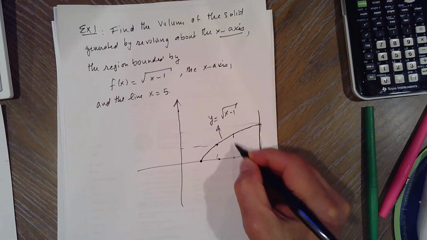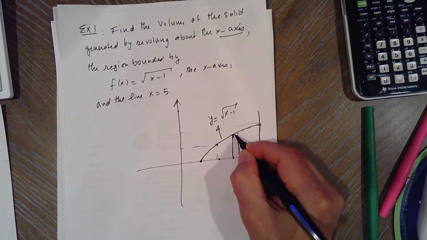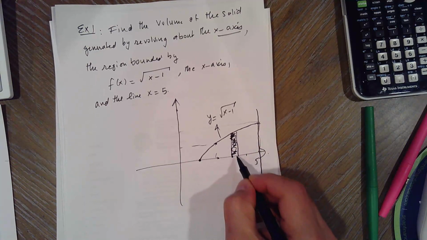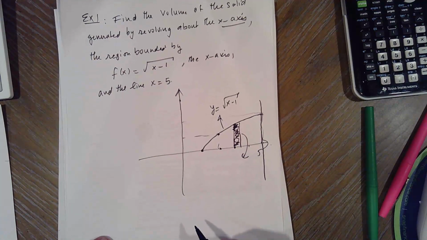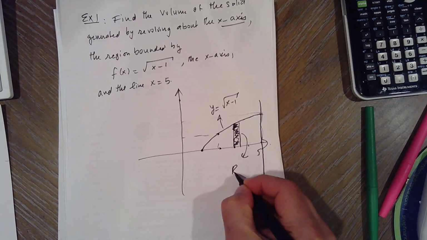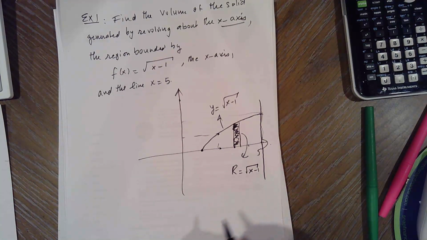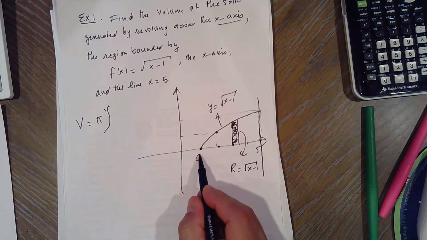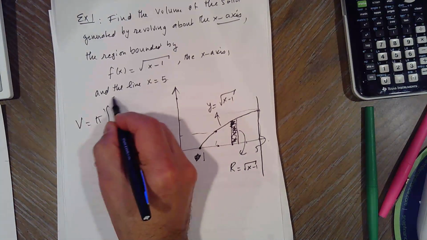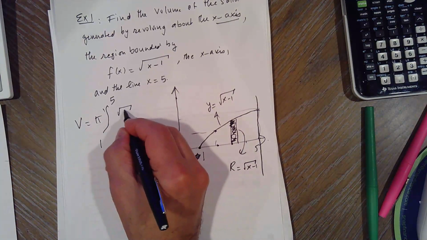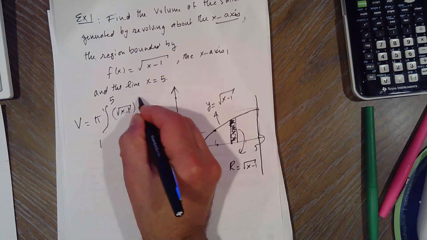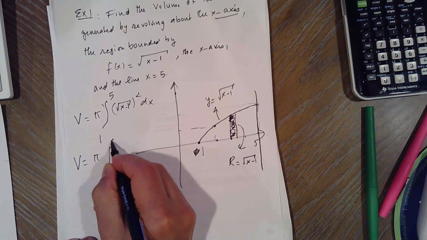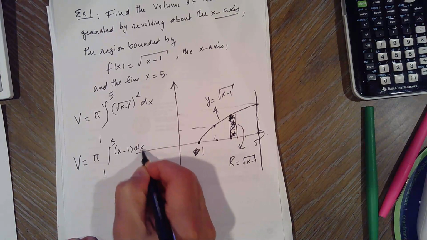So since we're revolving around the axis, we're gonna make a cross section perpendicular to the x-axis always. In this method, the cross section has to be perpendicular to the axis of revolution. So this is the radius, which is square root of x minus 1. So V equals pi, the values are from 1 to 5, f of x squared, or r squared dx. So V is pi integral from 1 to 5 of x minus 1 dx.